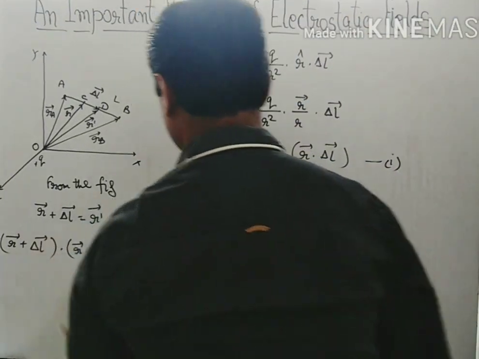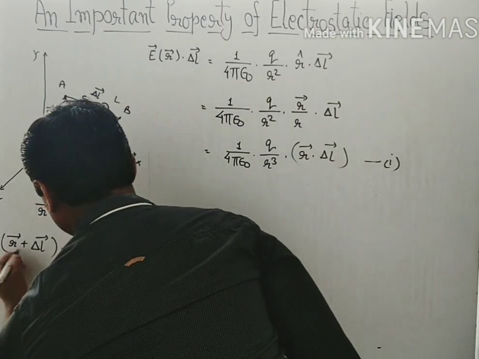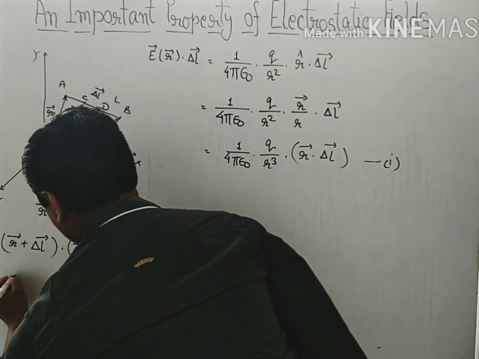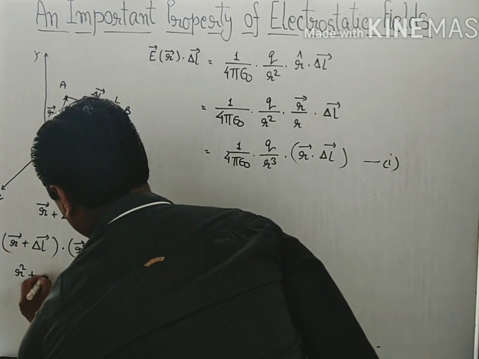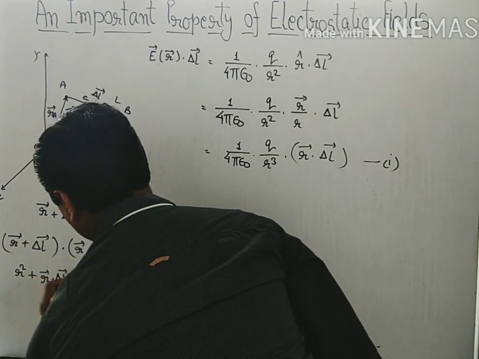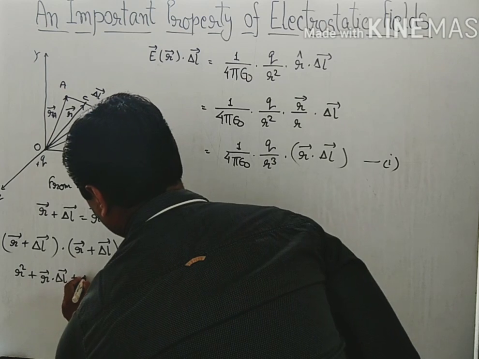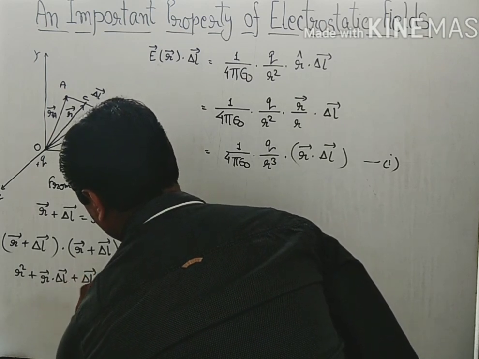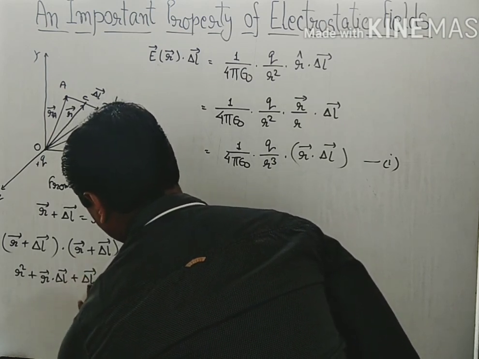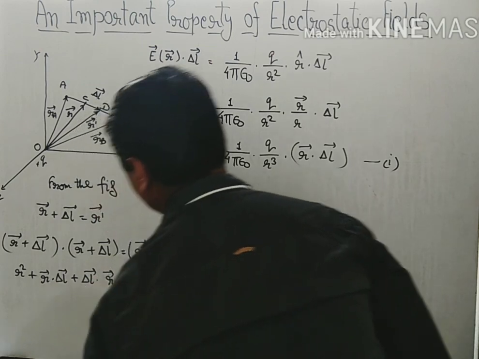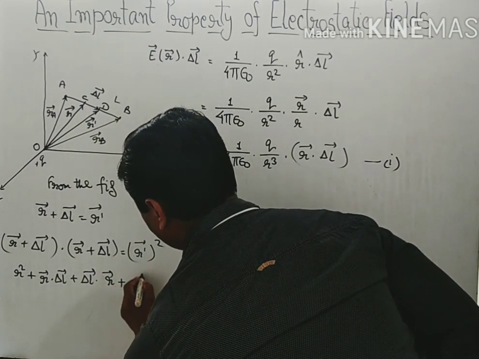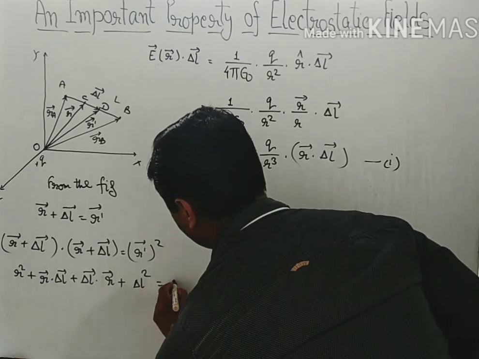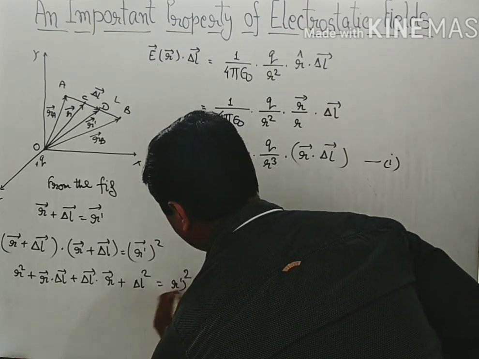Now just open the bracket. So you will have r dot r, which is r square, plus vector r dot vector L, plus vector L dot vector r, plus delta L square, which equals r prime square.